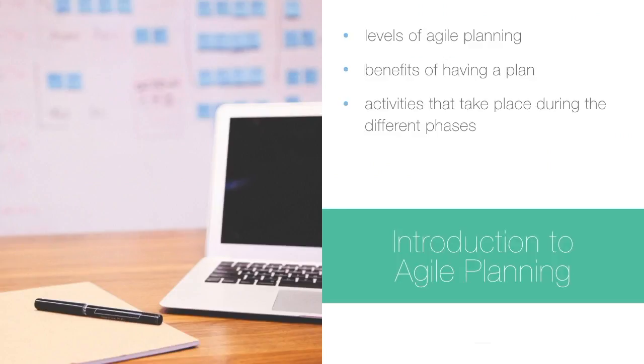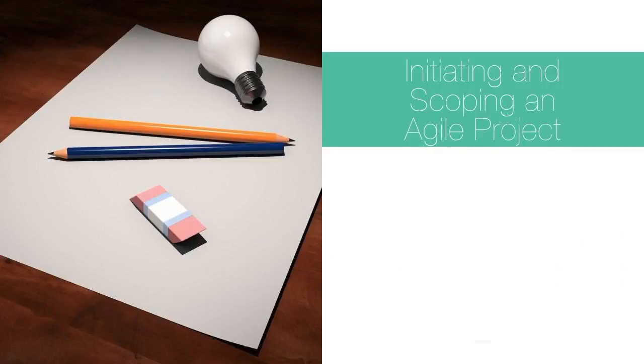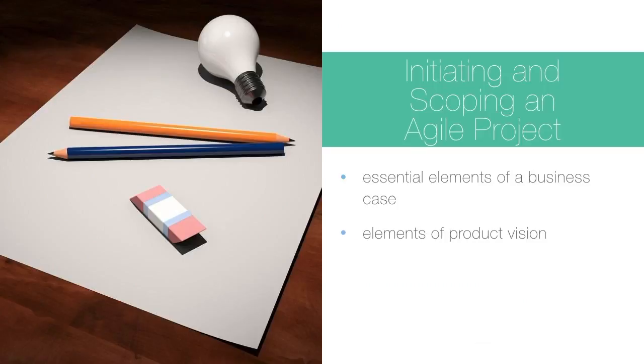After completing the second section, Initiating and Scoping an Agile Project, you will be able to understand the essential elements of a business case, identify the elements of product vision, analyze an example of a use case, and develop examples of user stories.